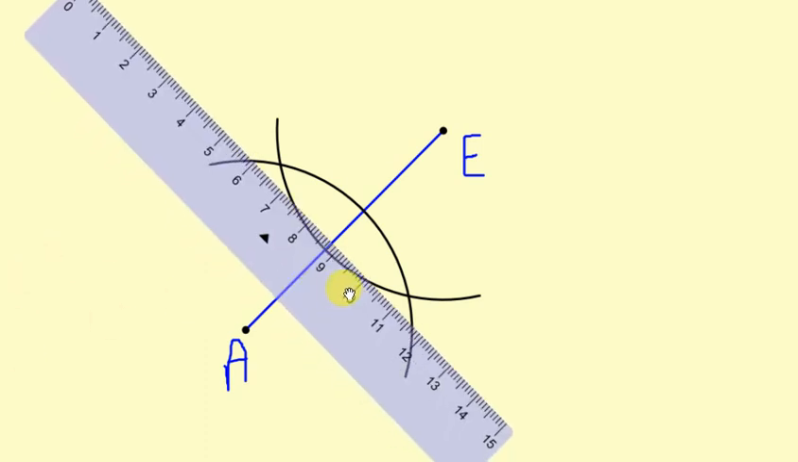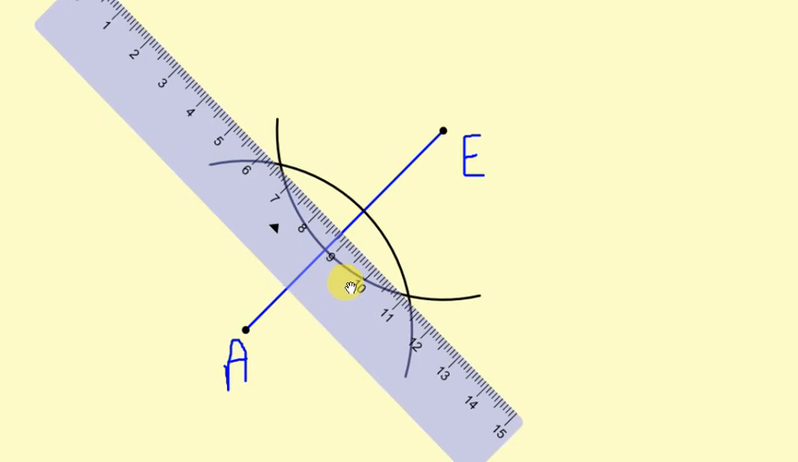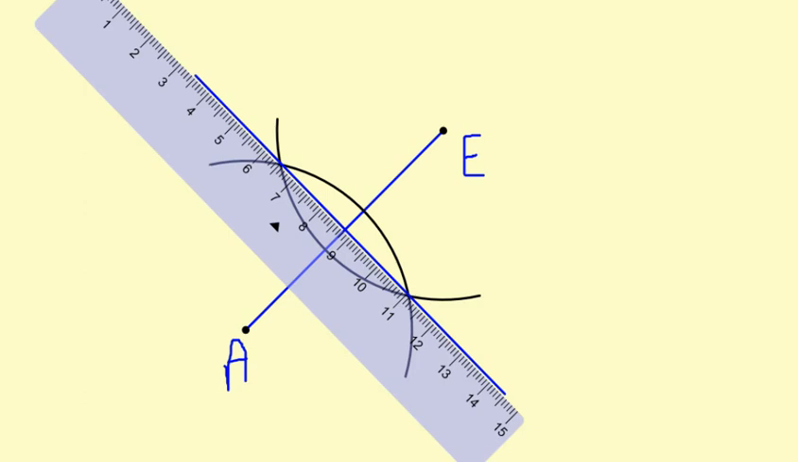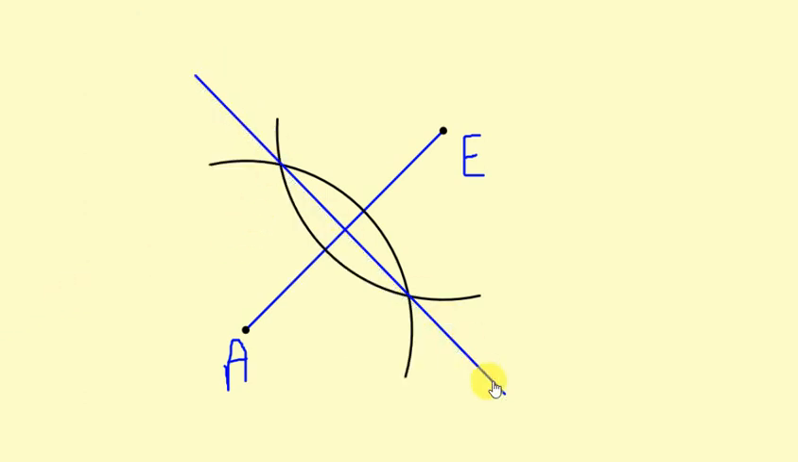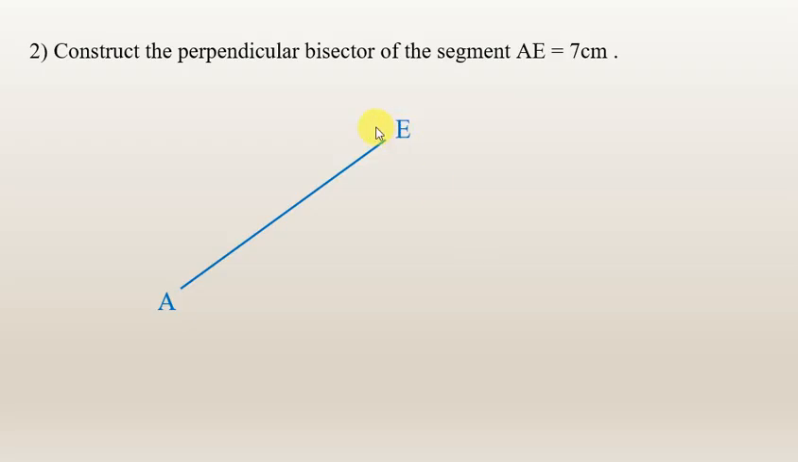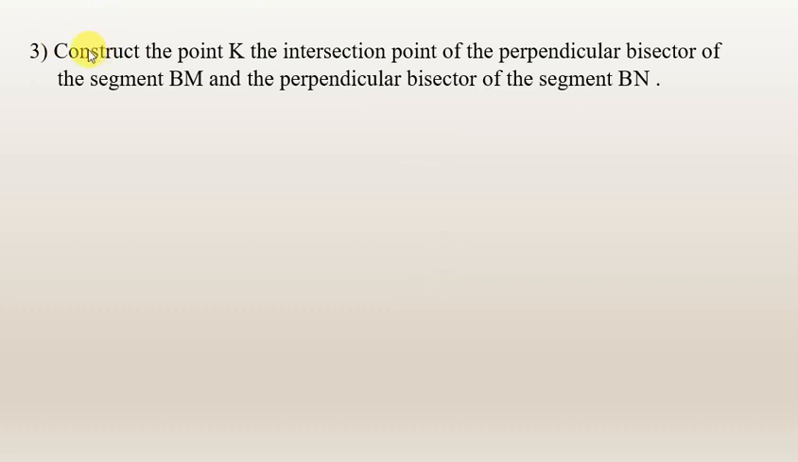So we put the ruler, join these 2 points, and by pencil we join them to each other, and we get the perpendicular bisector of segment AE. So after we draw the perpendicular bisector of AE, we get this figure. Another and final example, construct the point K. K is the intersection point of the perpendicular bisector of the segment BM and the perpendicular bisector of the segment BN, where BM equals 5 cm and BN equals 3 cm.